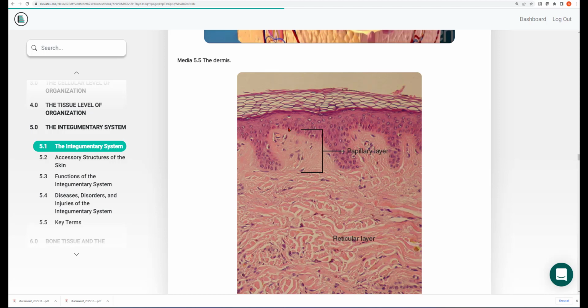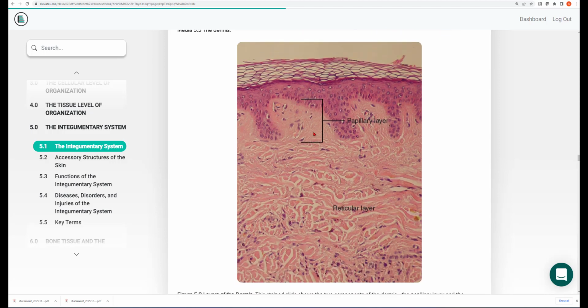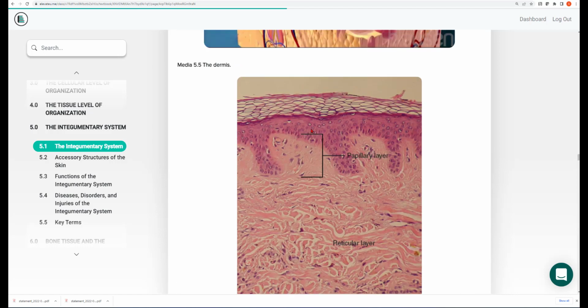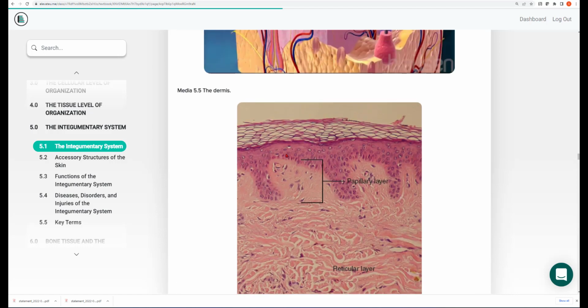In fact, let's go ahead and name those layers. This is thin skin, so this is only going to have 4 layers in it. But let's take a look. Right here, where my pointer is, this is 1 layer. This is the stratum basale.